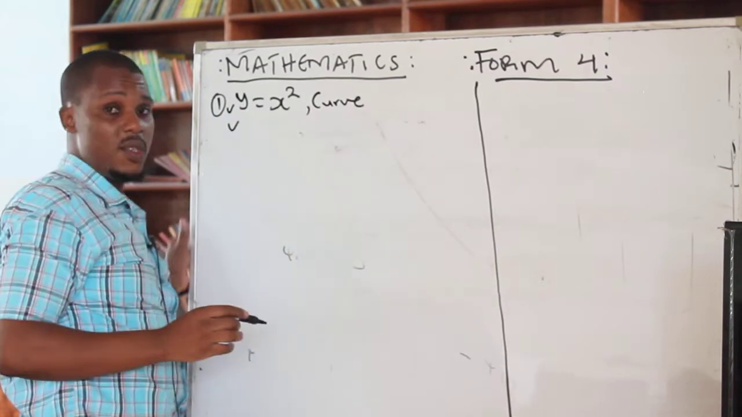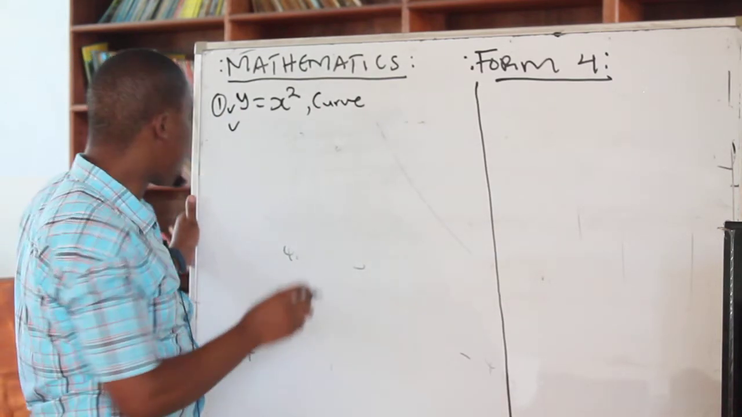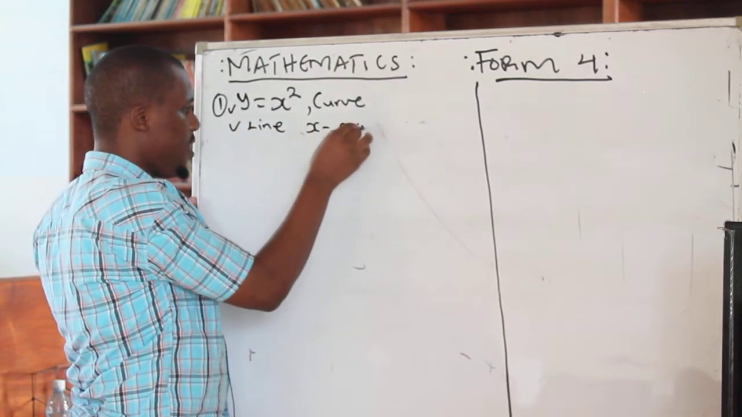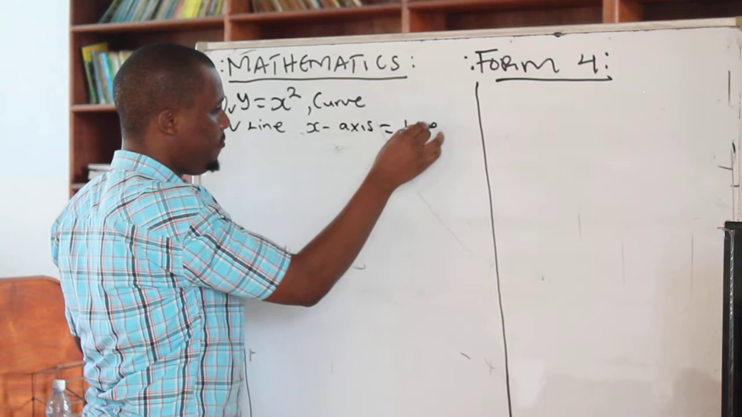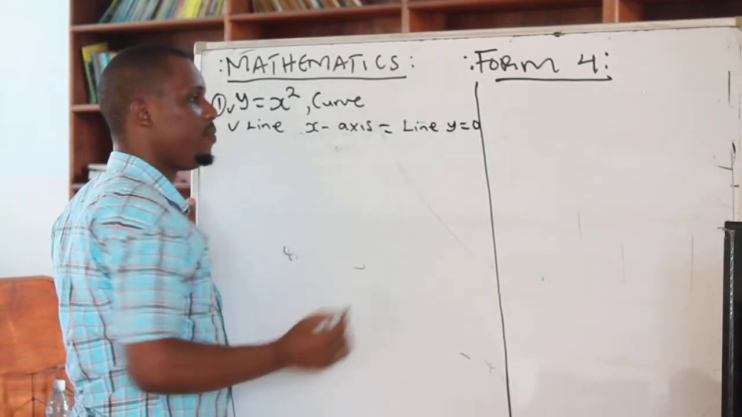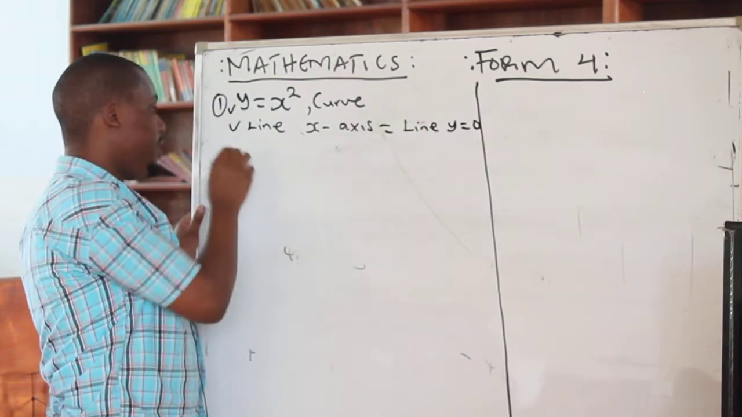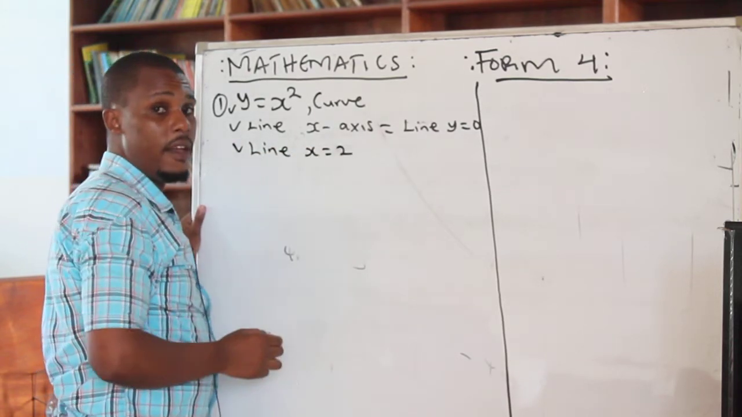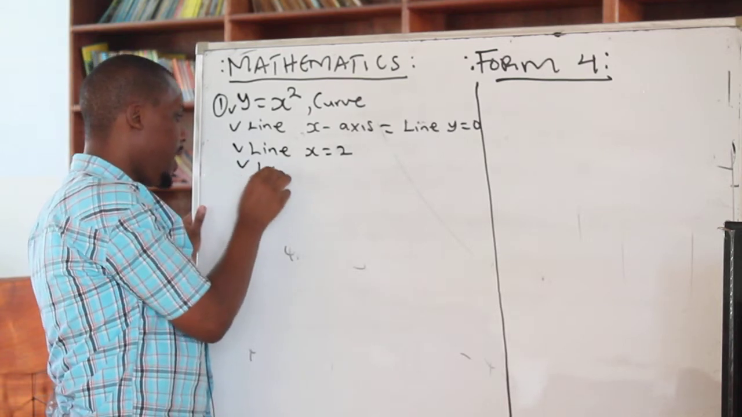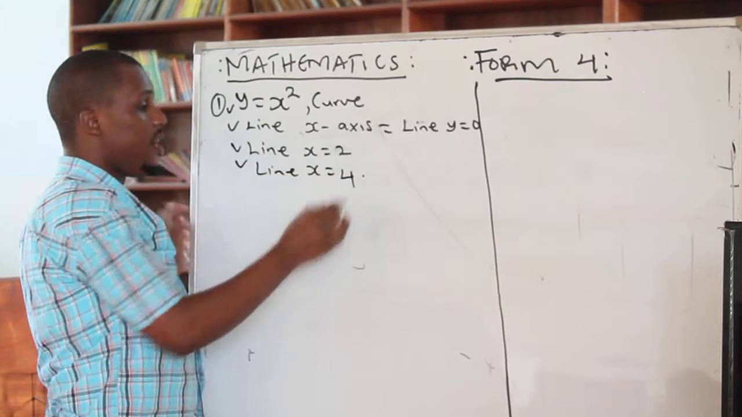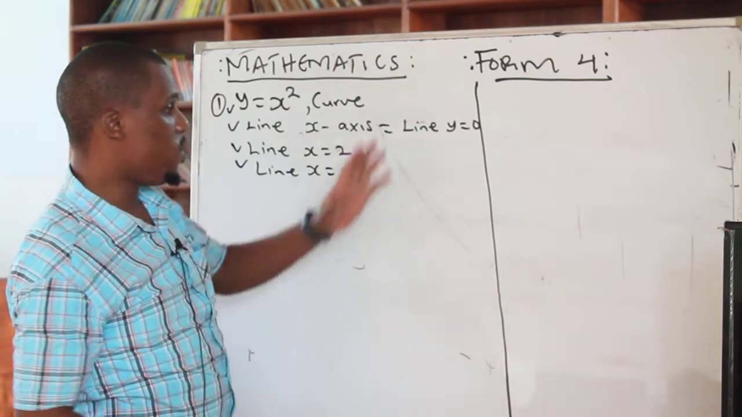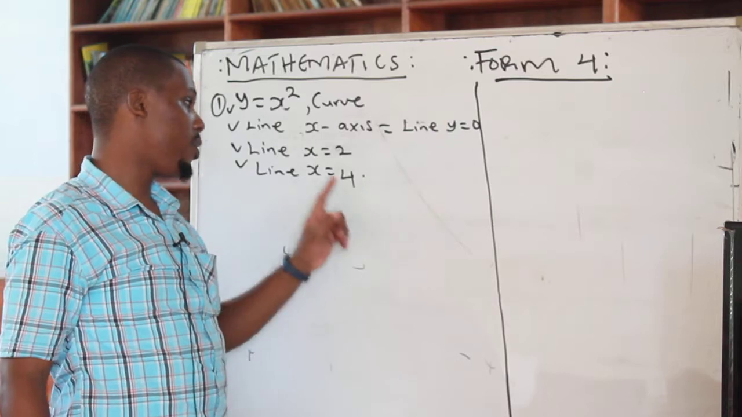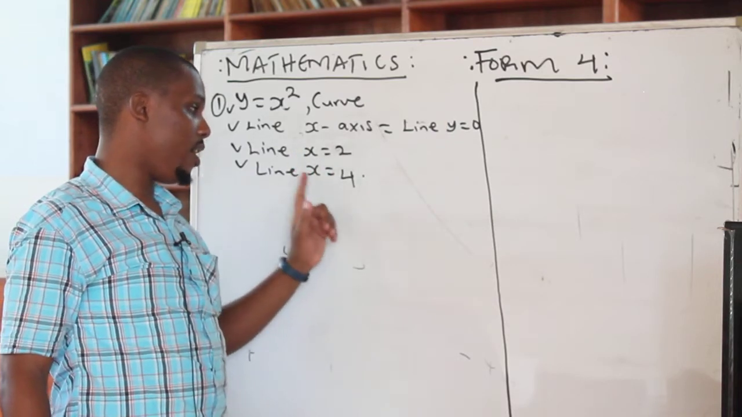Then it is also enclosed by the x-axis. Remember, the x-axis is the line y equals 0. Then again, the line x equals 2. And then finally, the line x equals 4. So that's the area that is going to be shielded by those four items: the curve, the line y equals 0, the line x equals 2, and the line x equals 4.